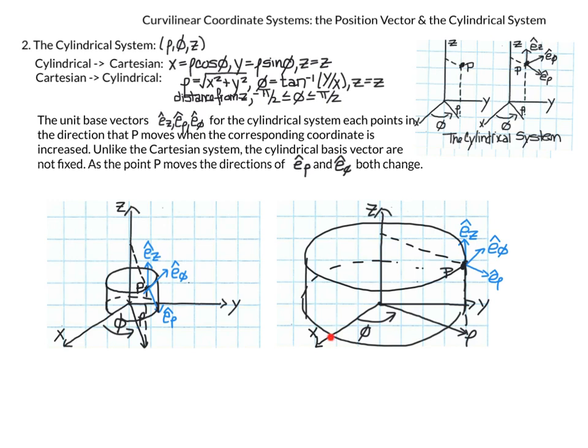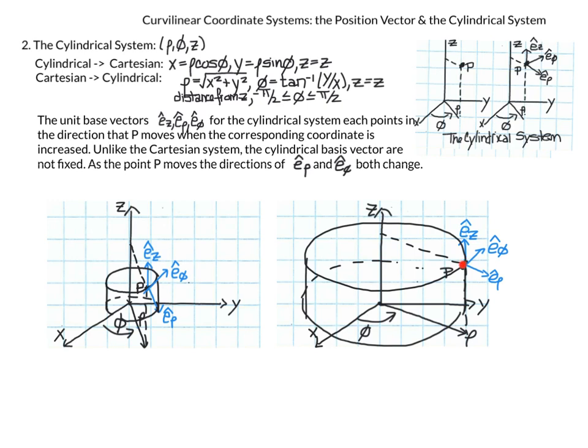I want to take a closer look at these basis vectors for E z, E phi, and E rho. So I have my point here. I have my z-axis, my x, my y. I've gone out rho from the z-axis, and then I've gone over phi radians from the x-axis, and then I go up z. So I kind of also made my little plane here. So here's rho, going out rho, and I'm up here at this height.